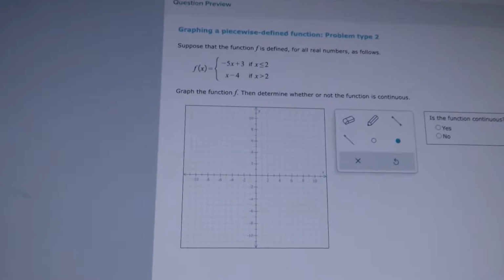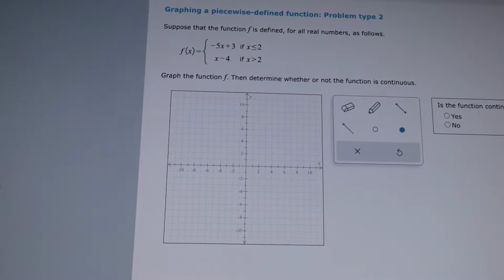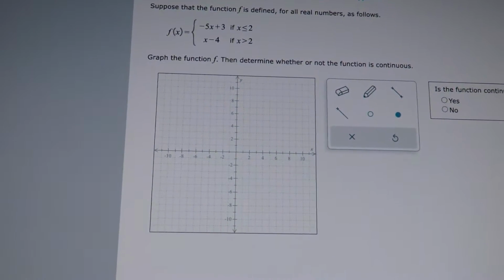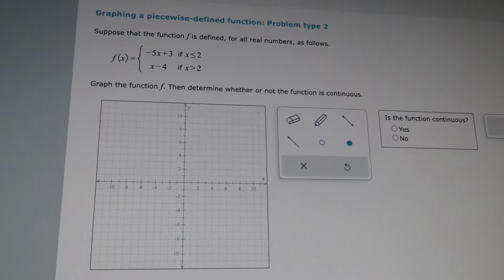Hi gang, happy Friday. So on your upcoming test 1, you're going to have this problem on the test. Of course, the numbers will be slightly different, but it will be something like this. This is what it'll look like on Alex. Let's go over it, okay?